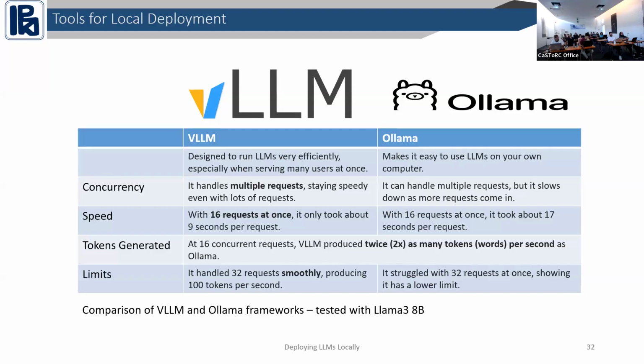And then for 16 concurrent requests, vLLM also produced almost 2 times as many tokens per second as Ollama. And even when we tried up to 32 requests, it produced 100 tokens per second quite smoothly, although Ollama started to struggle at this time. Okay, and just as a rule of thumb, you can use vLLM if multiple users are going to use these models, and Ollama if you're going to use it for some personal projects and so on.